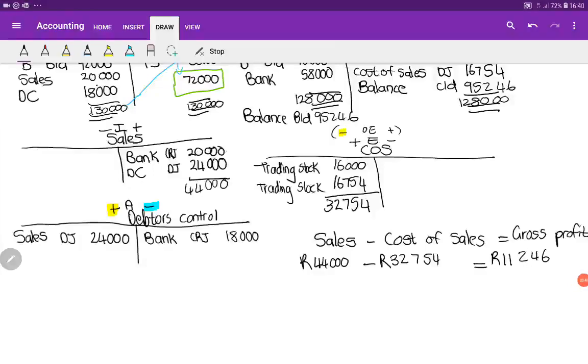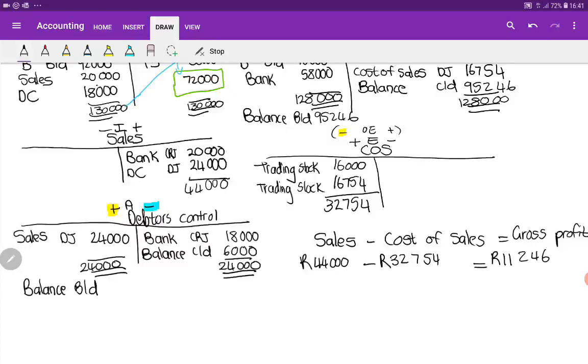If I want to know what is the outstanding debt, all we need to do is balance this account, the debtors control. The debit side is equal to 24,000, which means the credit side must be equal to 24,000. The difference is called my balance carried down, and that will enable us to know what is our balance of our debtors control. So 24,000 minus 18,000, it means that 6,000 is still due.